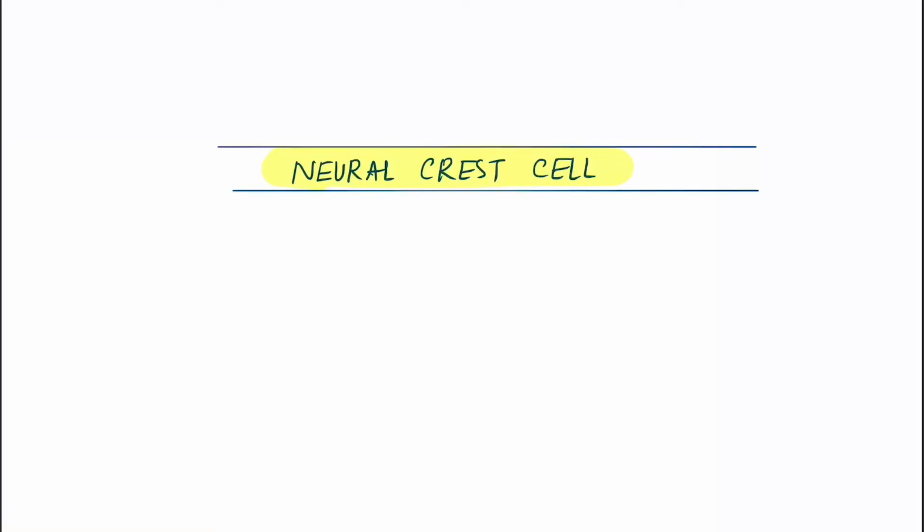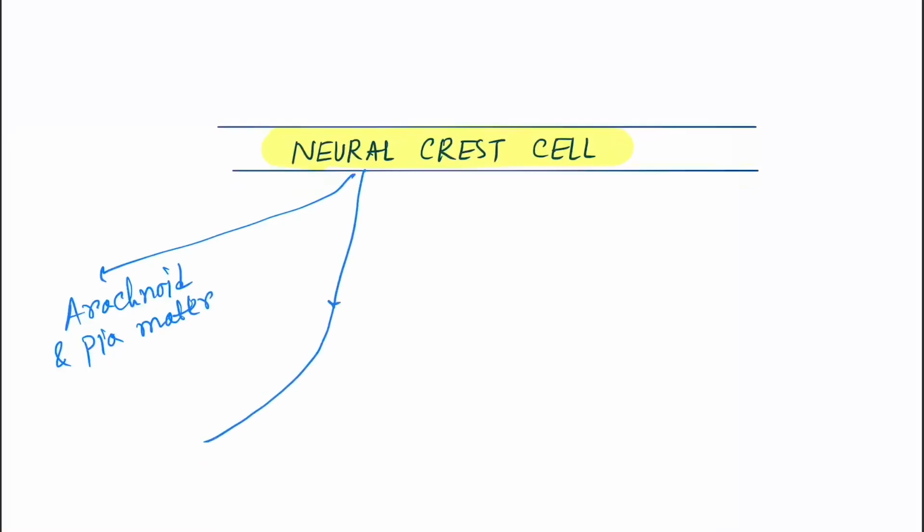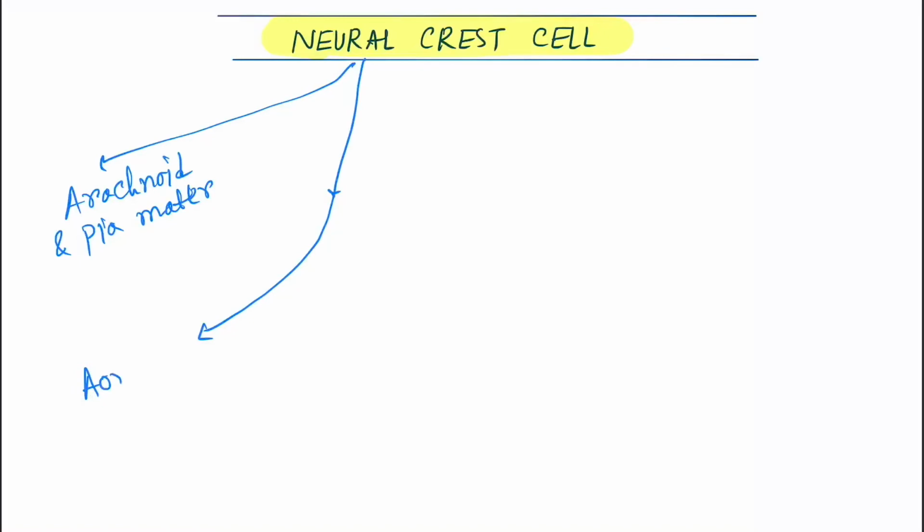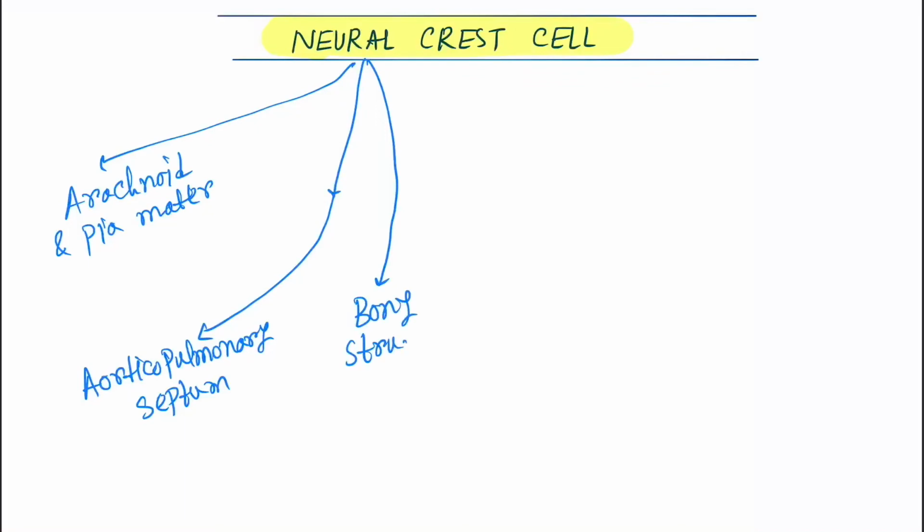Next one is the neural crest. So it forms the arachnoid and pia mater. Okay. Next it forms aorticopulmonary septum, bony structures of face and neck.